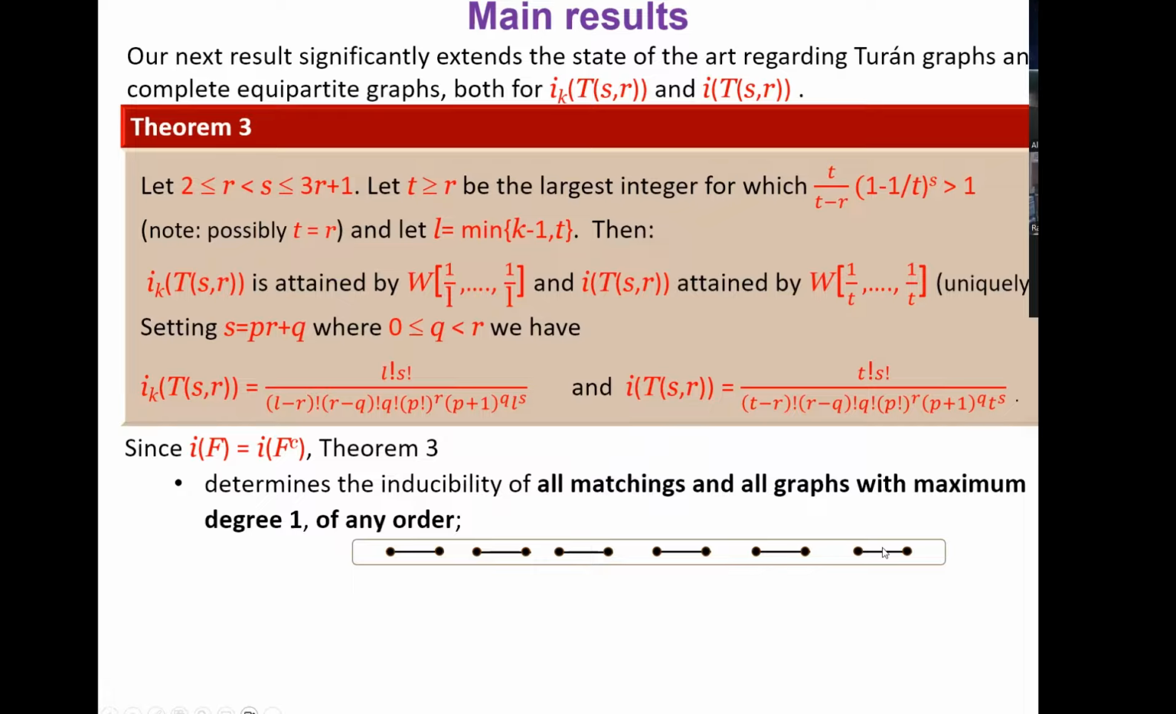So for example, here's a graph. This is just a matching of size 6. Notice this is the complement of the two-rung graph with 12 vertices and 6 parts, each part with size 2. And this falls inside the theorem because in these graphs we have R parts and 2R vertices, and S is allowed to be at most 3R plus 1, so this holds for these graphs. So now we know the inducibility of every matching. And this was not known before, even for matchings of size 6 and above. So now we have it.